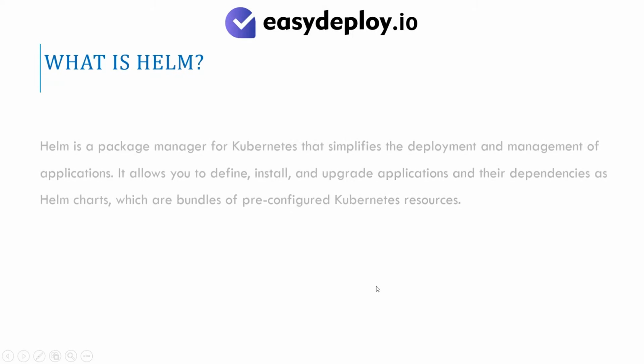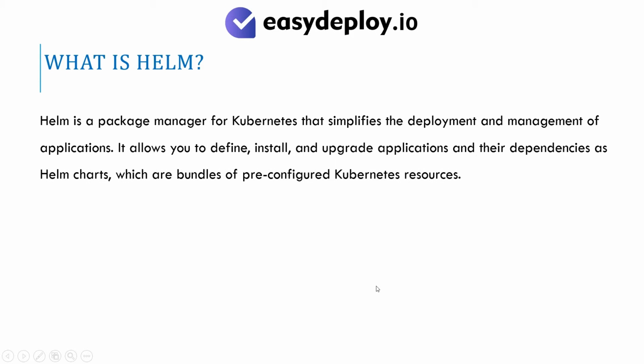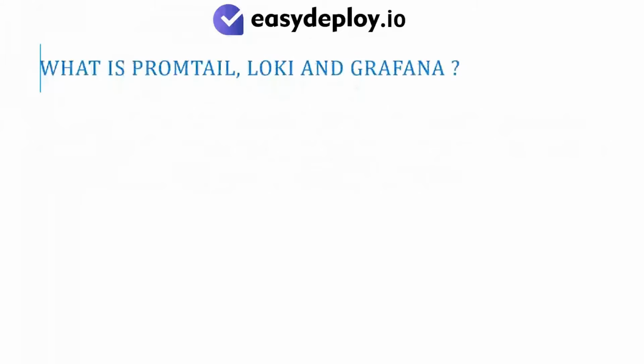What is Helm? Helm is a package manager for Kubernetes that simplifies the deployment and management of applications. It allows you to define, install, and upgrade applications and their dependencies as Helm charts, which are bundles of pre-configured Kubernetes resources. What are Promtail, Loki, and Grafana?